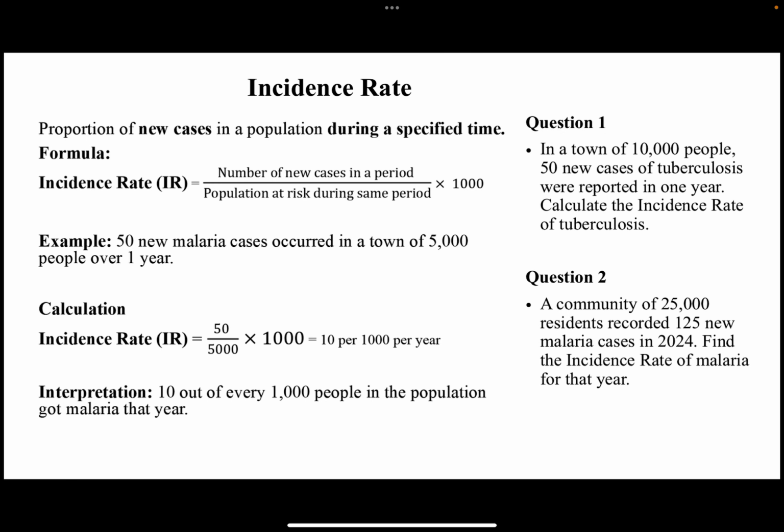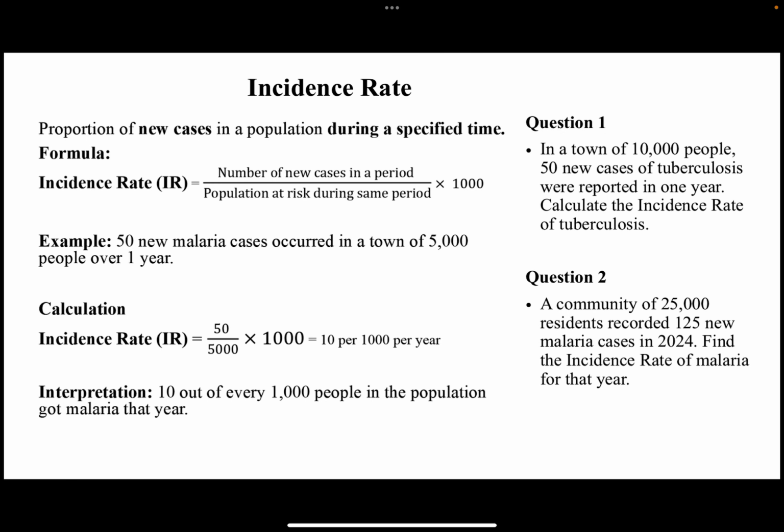Let's go over it again. The formula for incidence rate is the number of new cases in a period divided by the population at risk during that same period. Then you multiply by 1,000. Now, an example. We have 50 new malaria cases that occurred in a town of 5,000 people over 1 year. Now, let's calculate the incidence rate. What is the formula? Number of new cases over the population at risk. Then you multiply by 1,000.